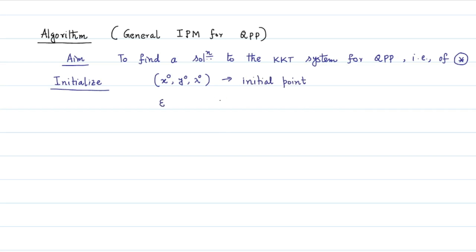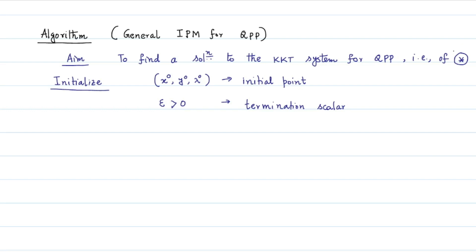We also provide in the initialization step the termination scalar epsilon, some number epsilon greater than 0, and this termination scalar is used for checking whether your tau k at the kth iteration is less than epsilon or not. If not less than epsilon, that means we are not close to a solution to star, because for a solution to star we should have the value of tau k approximately equal to 0, right?